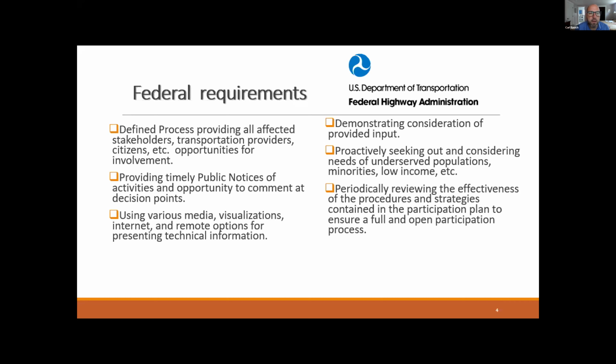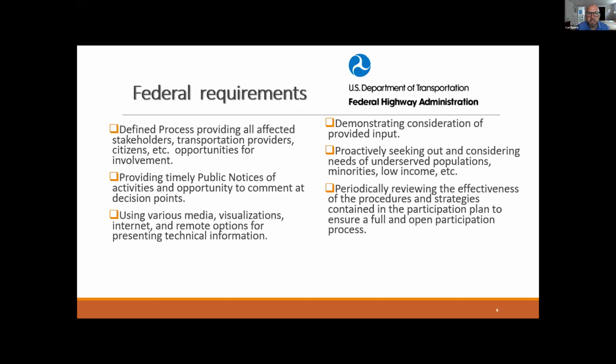Visualizations are now a big part of planning, of course. And with computers, we can do amazing things and show plans, schematics, basically virtual reality of what projects will look like before they're even built, and provide remote options for them to comment, and present technical information on which they can comment. This is for demonstrating consideration of providing input.